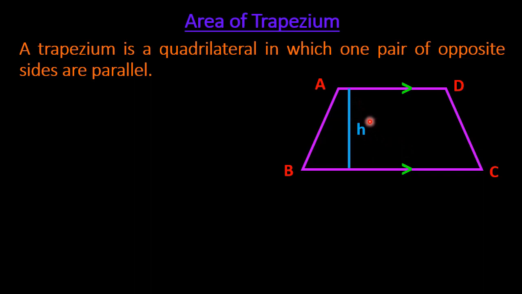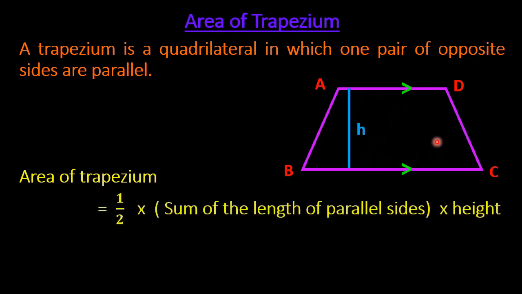And if the height and the measure of the parallel sides are given, then the area of trapezium equals half into the sum of the length of parallel sides into height. So it equals half into AD plus BC into h. So this is the formula for the area of trapezium. This formula is valid only if the height and the measure of the length of parallel sides are given.